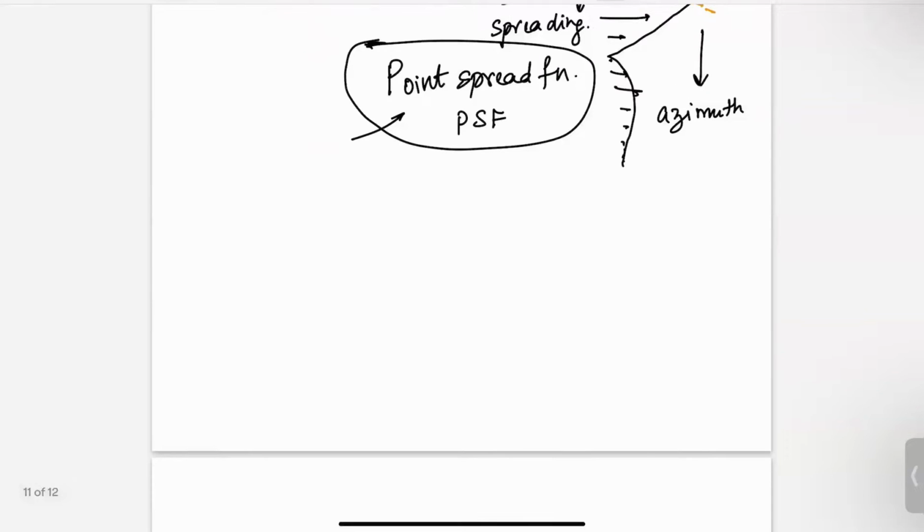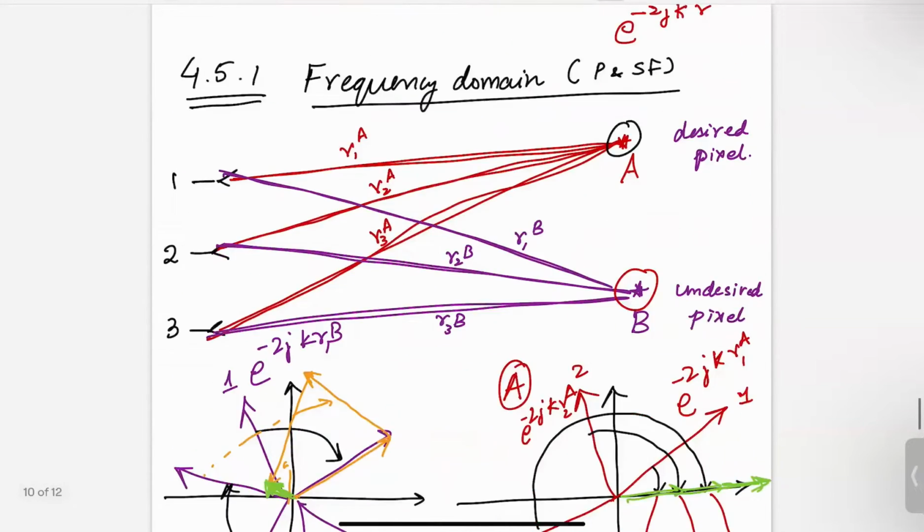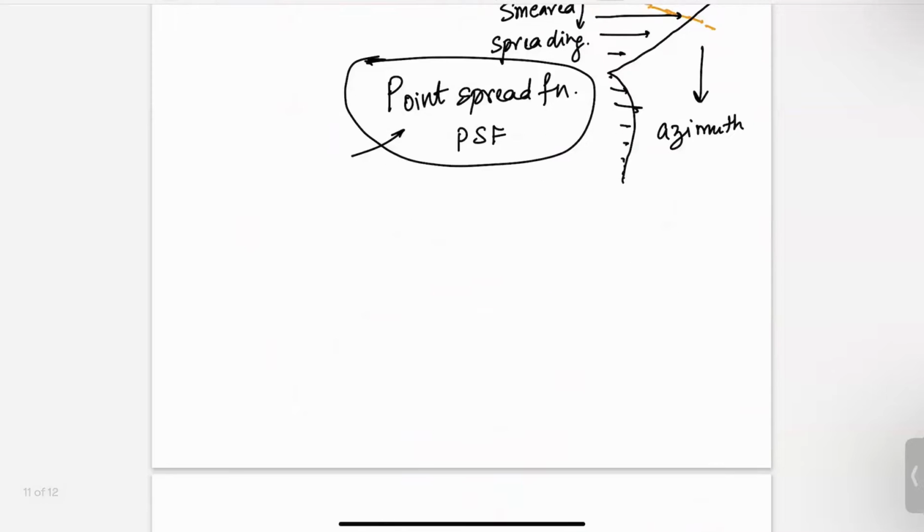Sorry. Okay. So again, I need to look at 4.5. Okay. I'll just call it math.